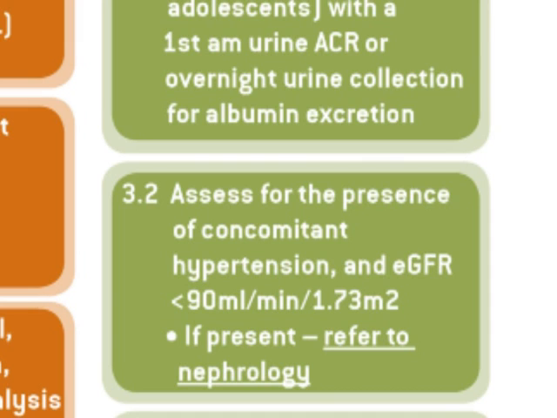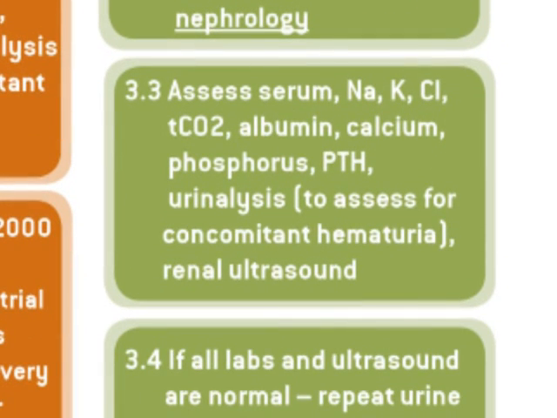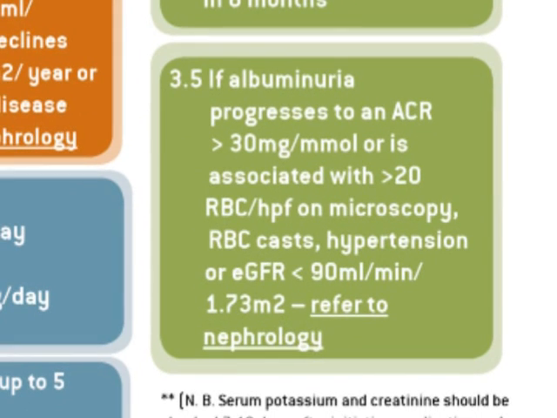If the albuminuria is confirmed and the child does not meet criteria for referral, then we recommend, again, screening electrolytes, including albumin, calcium, phosphorus, PTH, and a urinalysis, as well as a renal ultrasound. If all labs and the ultrasound are normal, then we recommend repeat screening with, again, a first AM sample in 6 months. And only if the albuminuria progresses to the macroalbuminuria range or is associated with hematuria with greater than 20 RBCs per high-powered field on microscopy or red blood cell casts, or if hypertension develops or the eGFR is less than 90, then we recommend referral to nephrology.